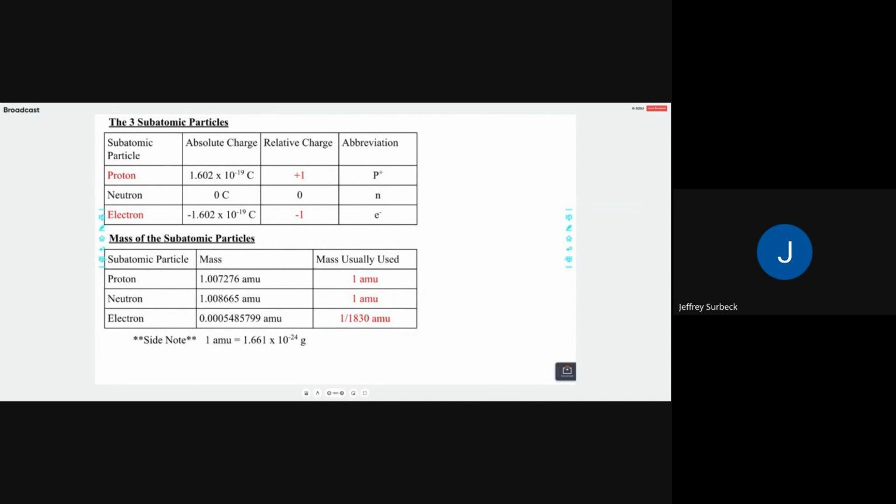Now we get to this. All right, an atom. We've seen this before. You've heard of this before. But an atom is composed of three subatomic pieces or particles. You have the proton, the neutron, and the electron. Protons have a positive charge. Electrons have a negative charge. And that neutron has a neutral charge, okay?